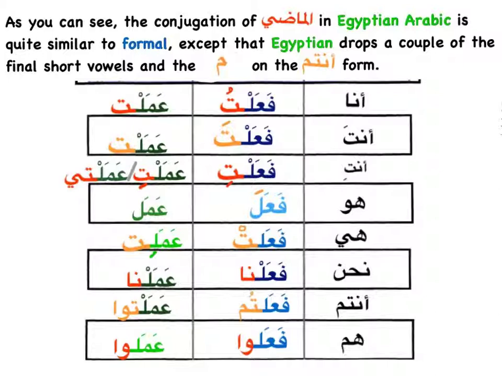Look, it's basically the same word, but in Egyptian we drop a couple of the final short vowels, like فعلت, عملت, and the meme on the anthem form. So basically when we say أنا فعلت, أنا عملت, in Egyptian we say أنا عملت, we drop the final short vowels, and in أنتم we drop the meme, عملت.